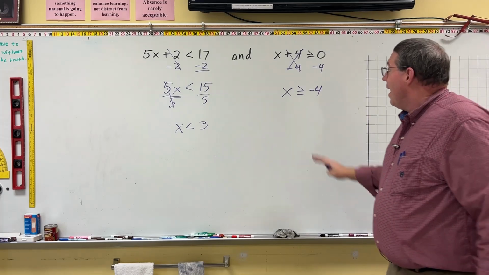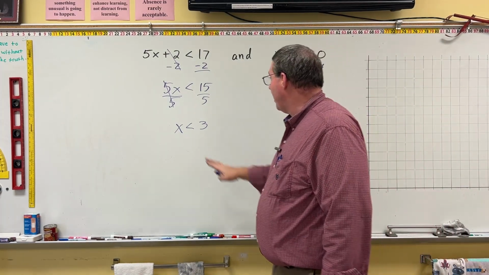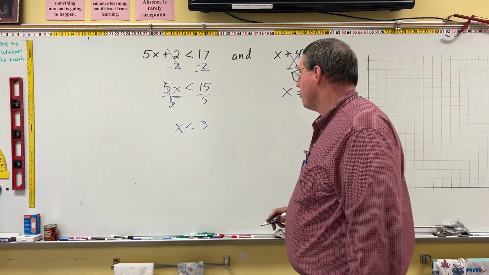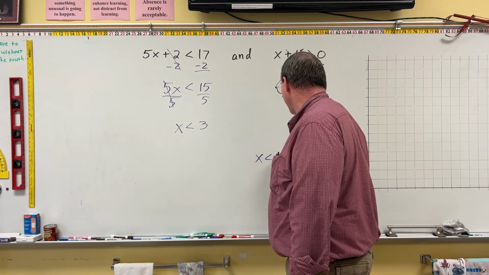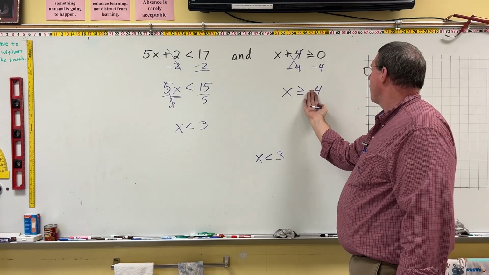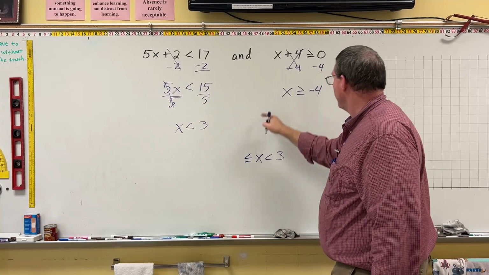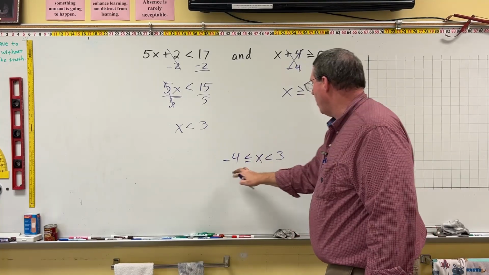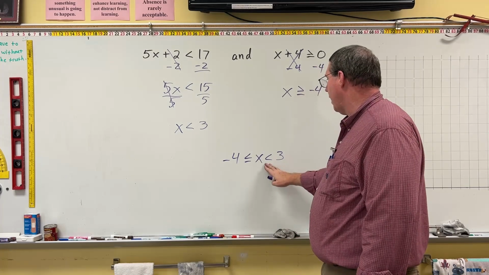So x is larger than negative 4, but x is less than 3. And so what I typically do is I'll write this one, the x is less than 3 first. Then what I'll do is I'll do a reversal here. I'll reverse this symbol, and I'll move this to the other side. And now I wind up with x is larger than or equal to negative 4, but less than 3.